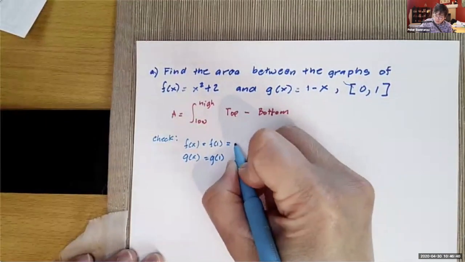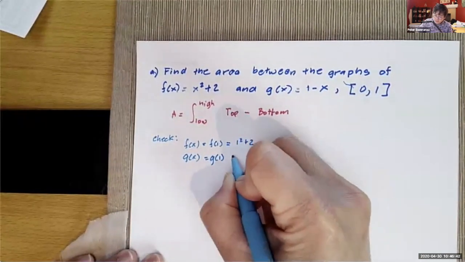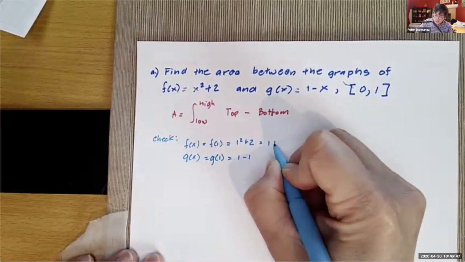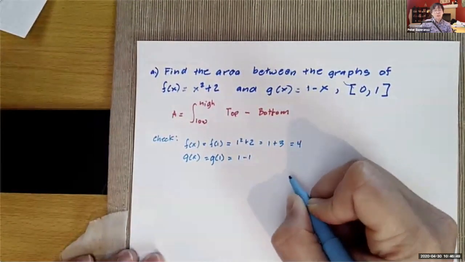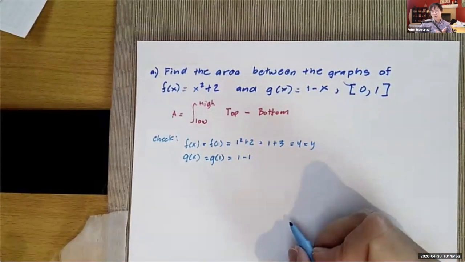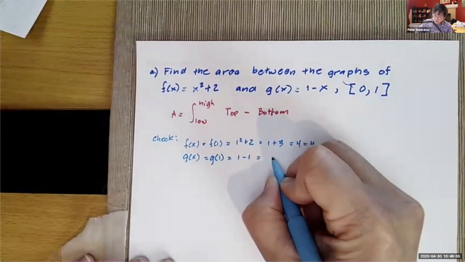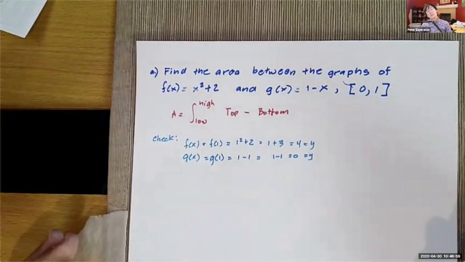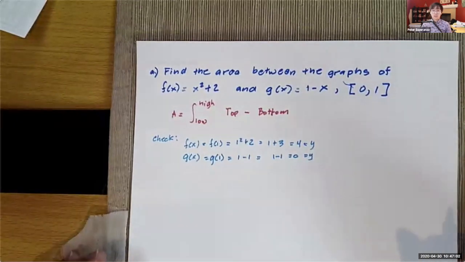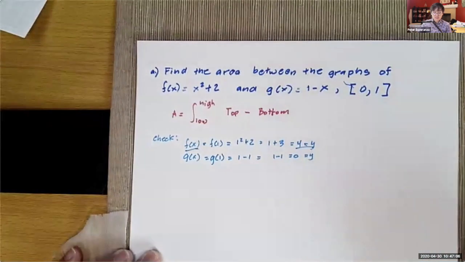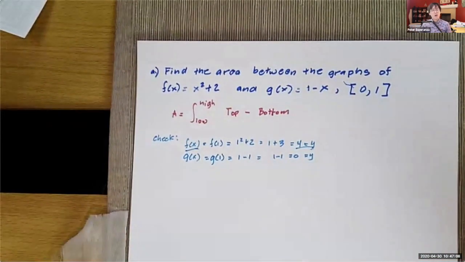So f of 1 is 1 squared plus 2. G of 1 is 1 minus 1. So we have 1 plus 3. So y is equal to 4 for f of x. And for g of x, 1 minus 1 is equal to 0. The height of our g of x is 0. So which one is higher? Obviously, it's this function. So this is now a verified function that is on top.